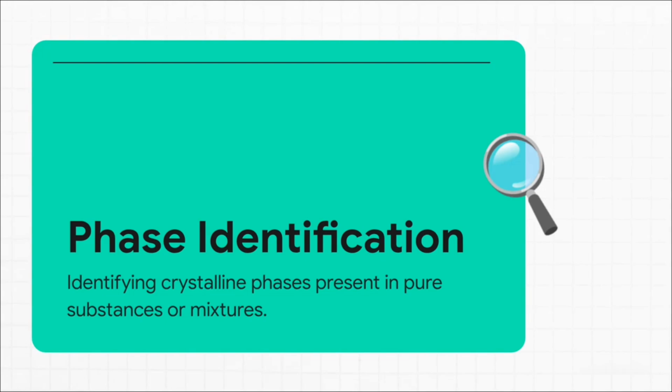Now, the absolute most fundamental job of the XRD machine is phase identification. You can think of this as the ultimate fingerprint scanner for materials. It's a qualitative analysis, and it answers the most basic question: what exactly is this stuff? By using X-ray powder diffraction, or XRPD, the machine basically blasts the sample with X-rays and then reads the unique diffraction patterns that bounce back. And because every single crystalline phase has its own completely unique structural fingerprint, the XRD can positively identify exactly what phases are hiding in pure substances or really complex mixtures.